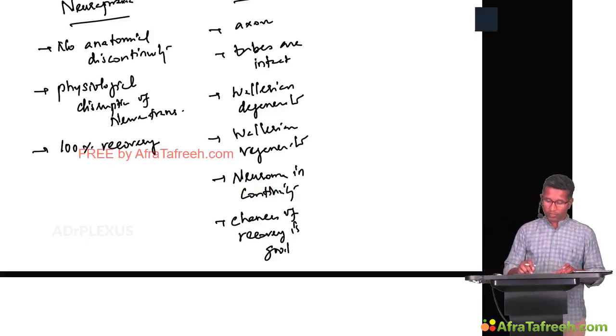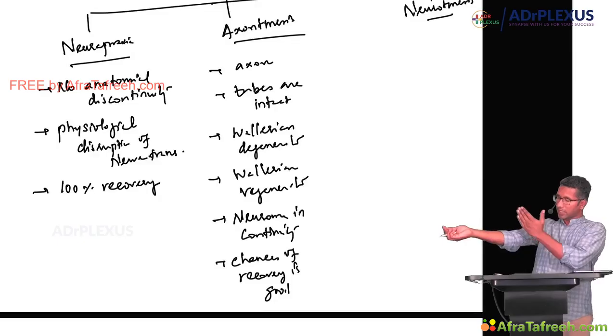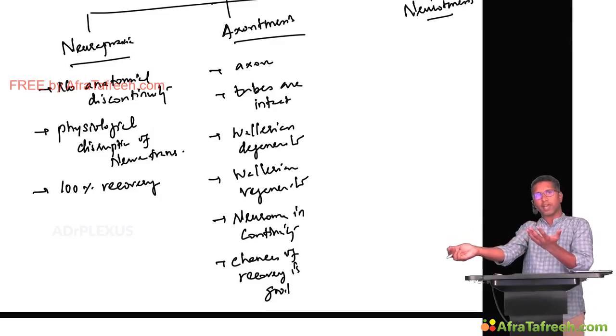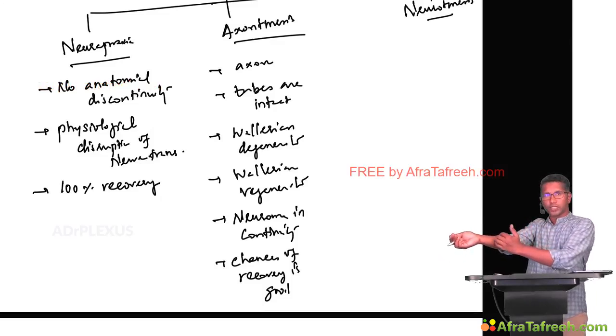Now whenever a patient has an axonotmesis injury, suppose let us consider that my ulnar nerve is cut at the level of the elbow, maybe it's a type of axonotmesis injury. Now what happens is the nerve tries to grow, isn't it?